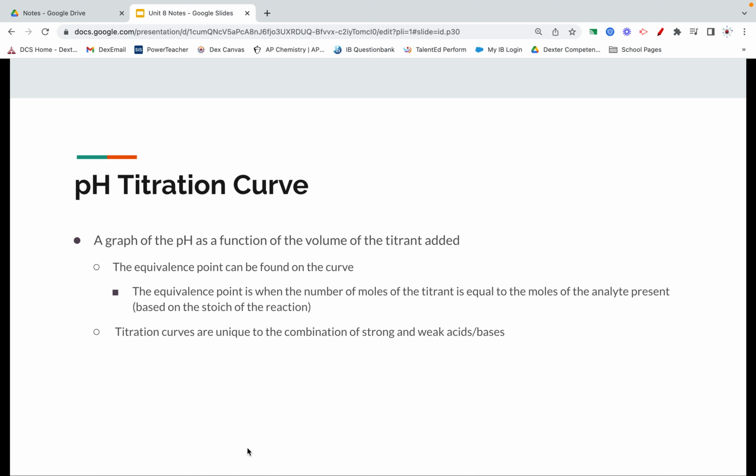The difference is when we're looking at titration curves, if it's a strong acid with a strong base, it's going to look different than a strong base with a strong acid. And then obviously when we start adding in weak to weak or strong to weak, we're going to have slight differences in what the curve looks like.